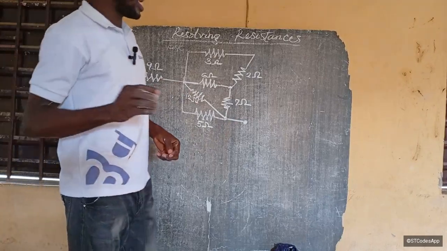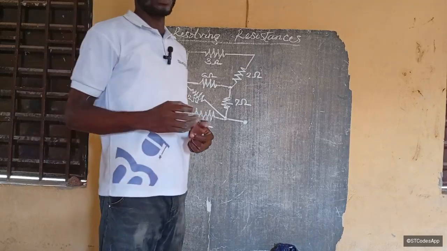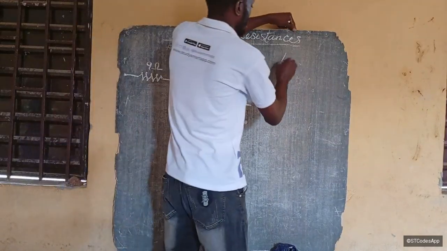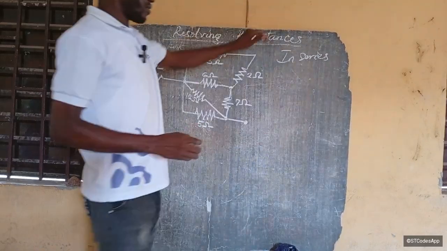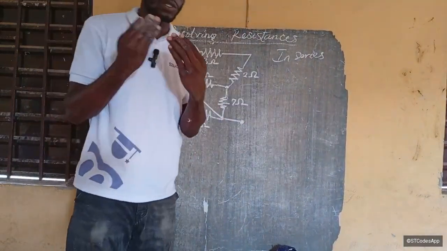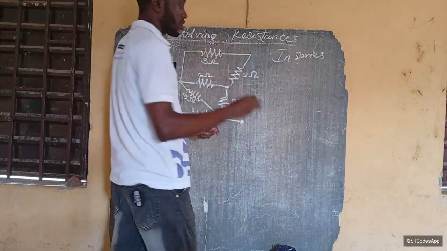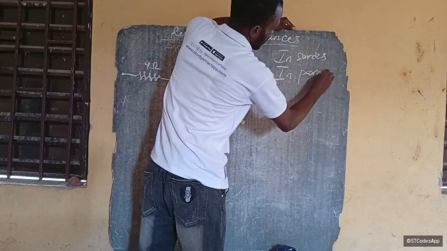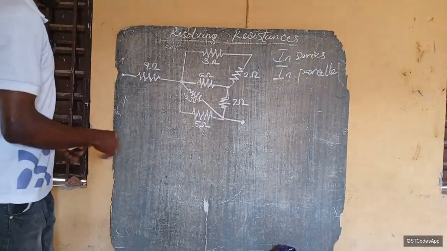Now, any set of resistance that is within a junction, they are in series. But sets of resistance that are separated by junctions, they are going to be in parallel. Let me explain what that means. They are going to be in parallel, okay?